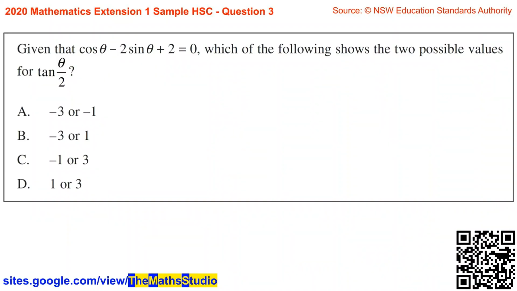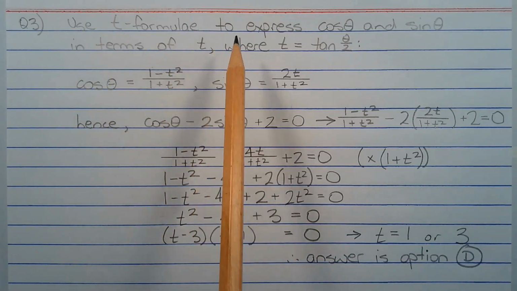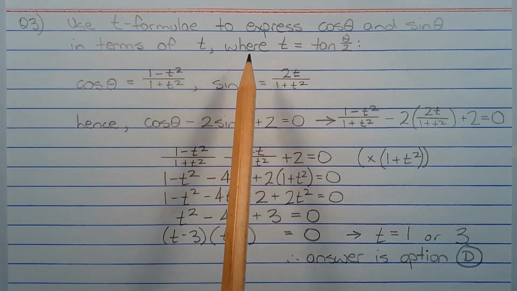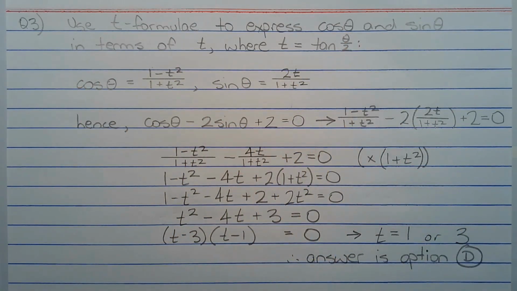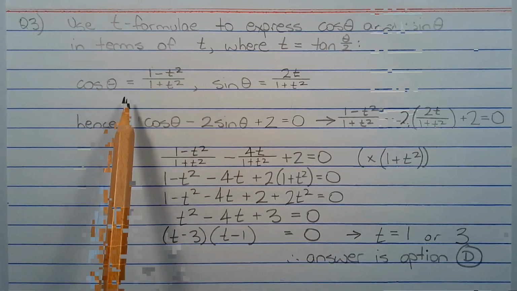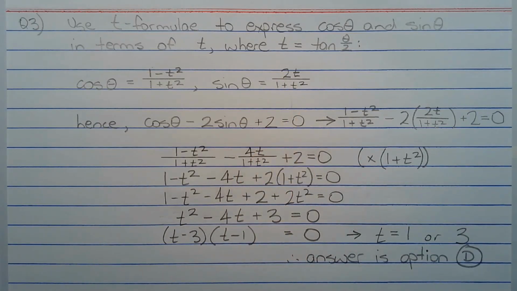Question 3. Given that cos theta minus 2 sin theta plus 2 equals 0, which of the following shows two possible values for tan theta over 2? Use t formulae to express the terms involving cos theta and sin theta in terms of t, where t is equal to tan theta over 2. Recall cos theta is equal to 1 minus t squared over 1 plus t squared, and sin theta is equal to 2t over 1 plus t squared.